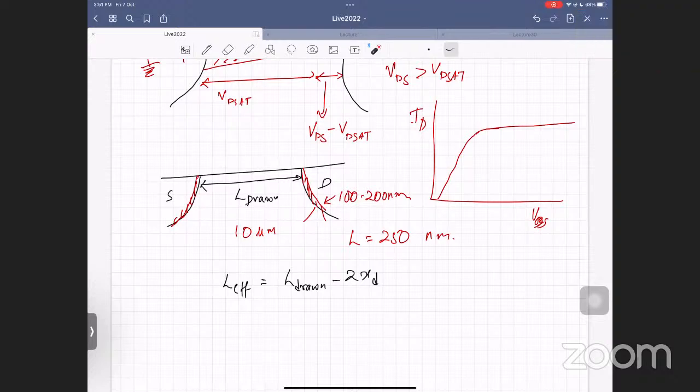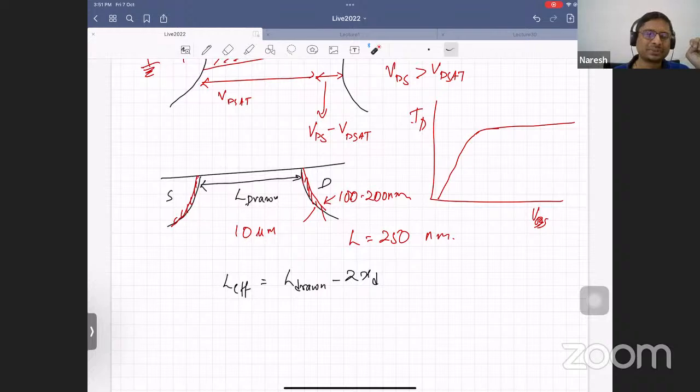Is there some mathematical formula for how much it will reduce? No, this becomes empirical, because there are too many effects there.